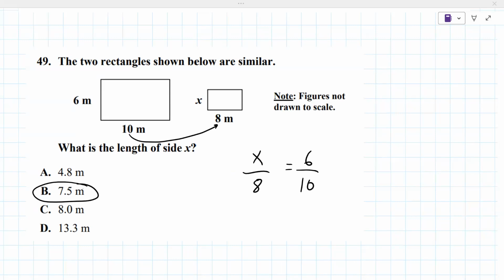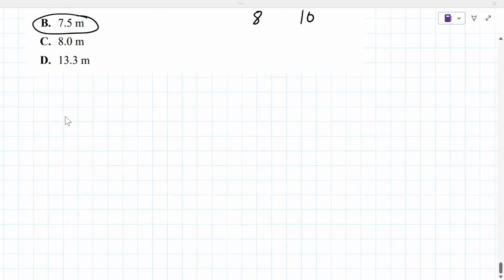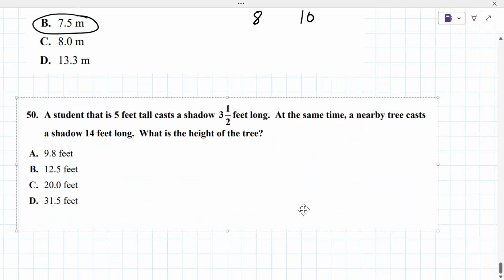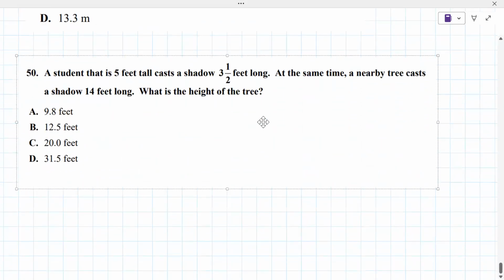How about any sort of shadow problems? Have you done any of those? What are shadow problems? Let me go ahead and put this in. A problem like this. I'll be right back.